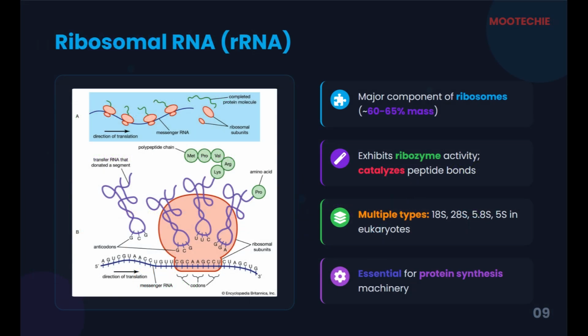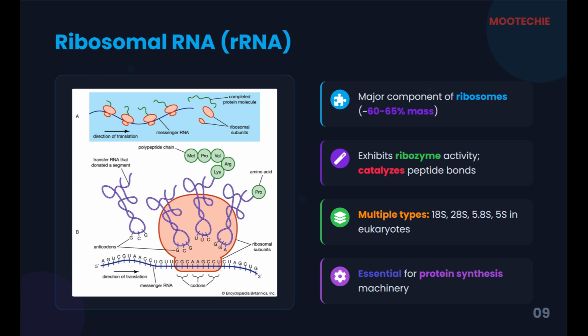Now let's talk about the major component of the protein factory itself, ribosomal RNA, or rRNA. rRNA is the major structural and functional component of ribosomes, making up about 60 to 65% of their mass. Remarkably, it exhibits ribozyme activity, meaning the RNA itself catalyzes the formation of peptide bonds between amino acids. In eukaryotic cells, there are multiple types, like 18S, 28S, 5.8S, and 5S rRNA, each part of the large or small ribosomal subunit. It is absolutely essential for the protein synthesis machinery to work.